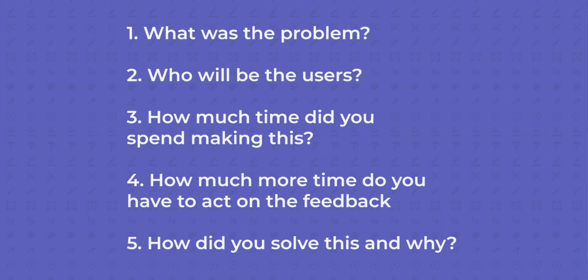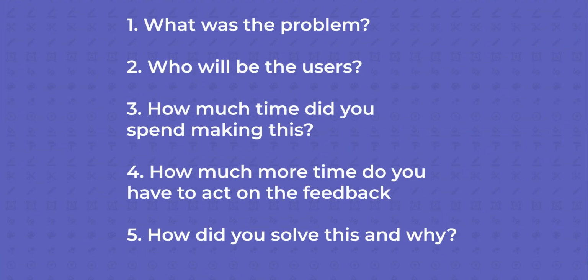While setting context, you have to mention four things. First, what problem you are trying to solve. The second, what users you are solving this for. The third, how much time you spent making the current thing that you are presenting, and how much more time you have to act on the feedback that you will get. And the last thing, briefly describe how you solved the problem and why you did so.